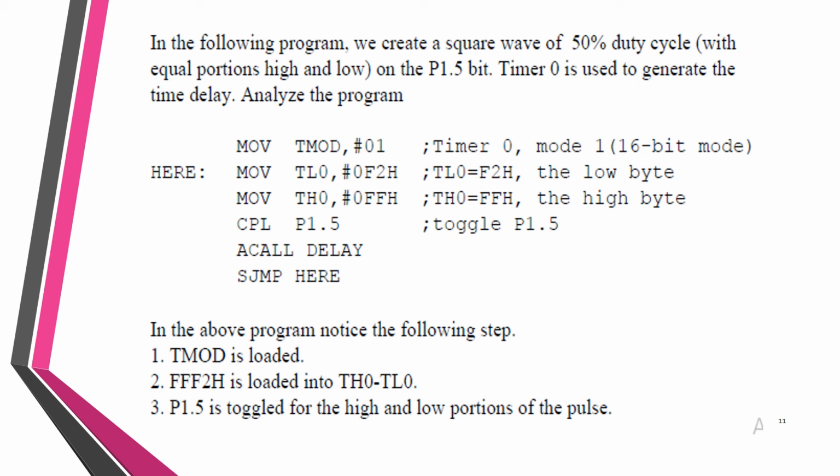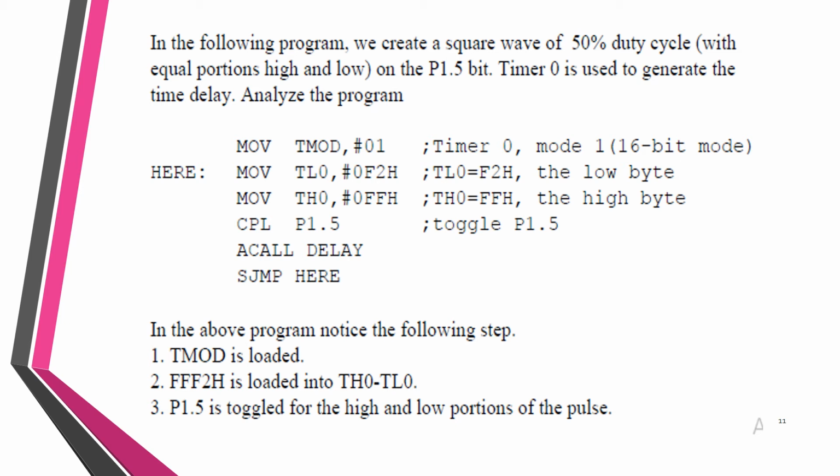Then MOV TL0, #0F2H, this is the lower byte, and 0FFH is the upper byte, TH0. So timer 0 is used in mode 1, and we have loaded the values into TL0 and TH0. Then we have written CPL P1.5. CPL is complement, so that particular bit gets complemented. This is nothing but toggling, because after that I have written a call to delay.